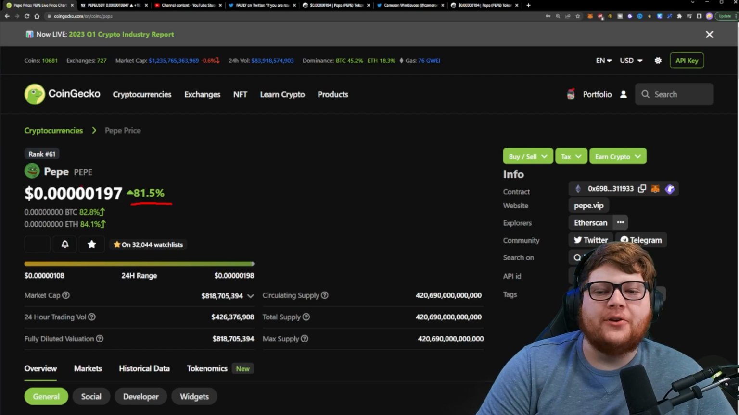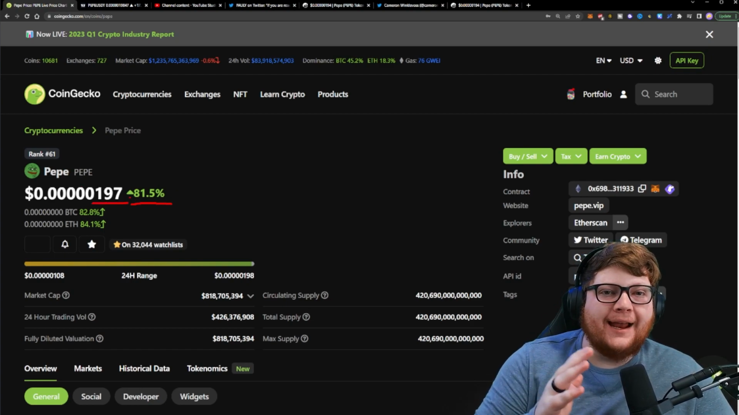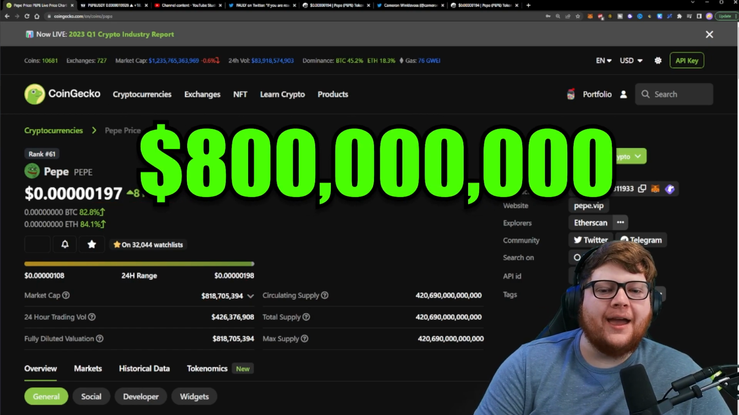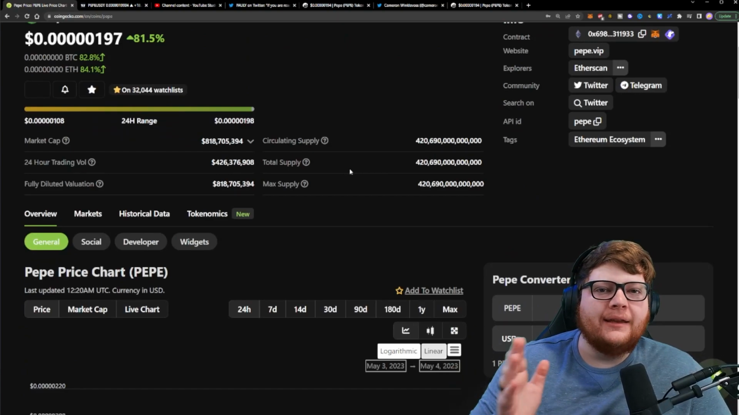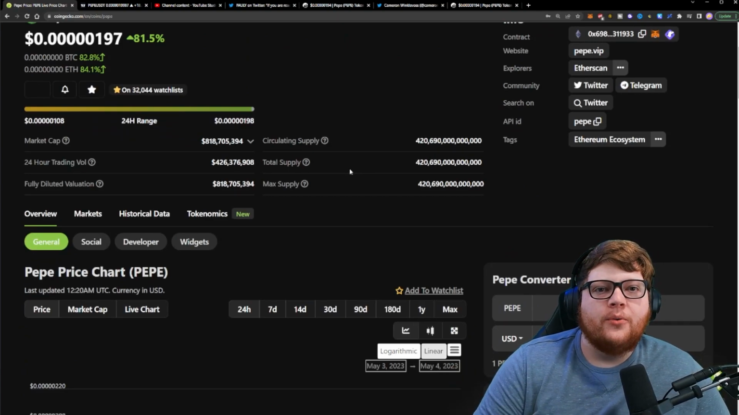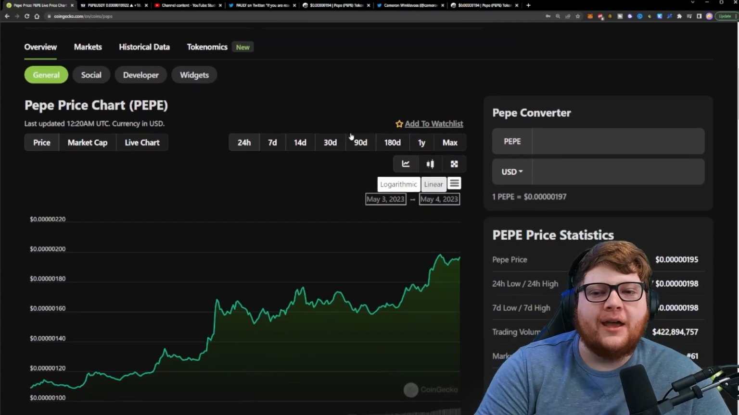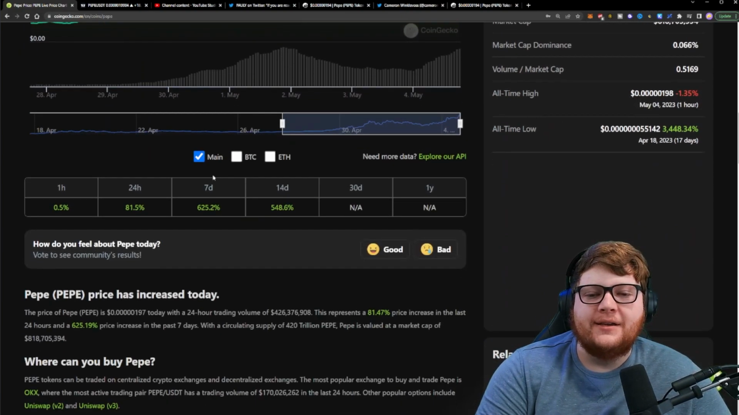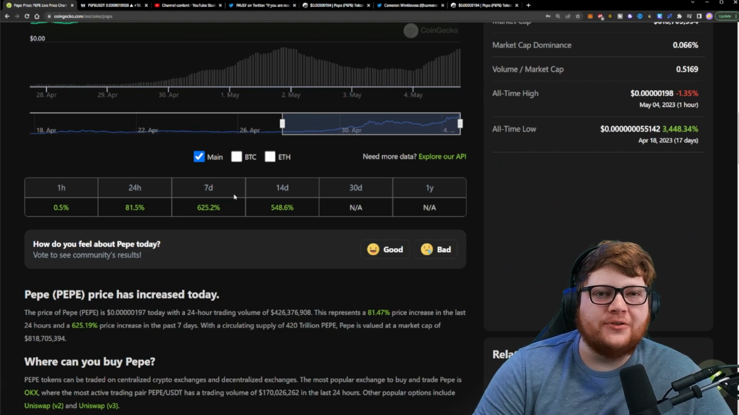We're getting very close to doubling where we were just 48 hours ago, which is absolutely crazy for us to see, because right now Pepe has an $800 million market cap. We still don't have listing on Binance, KuCoin, and other main exchanges, which is crazy that we're able to get this far without that. You guys can see over the past 7 days, Pepe has just been going absolutely crazy. Past 7 days, we're showing over 600% gains.